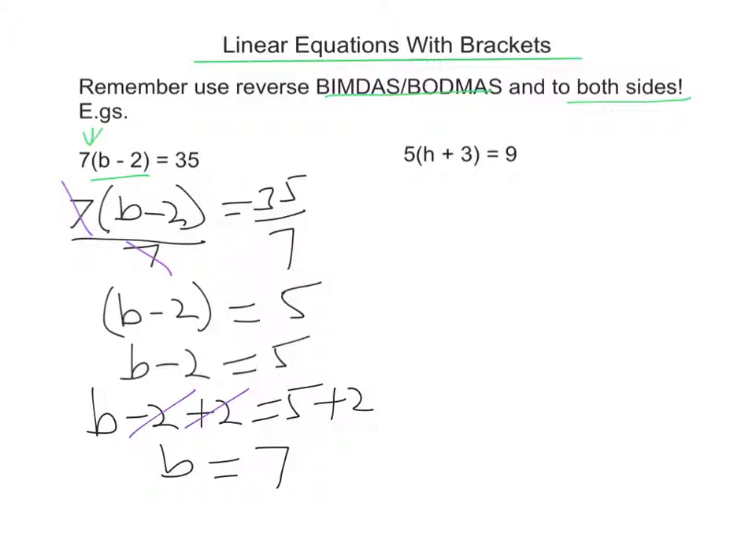If I check my answer up here, I will have 7 multiplied by 7 minus 2. 7 minus 2 is 5. 7 times 5 does actually equal 35.